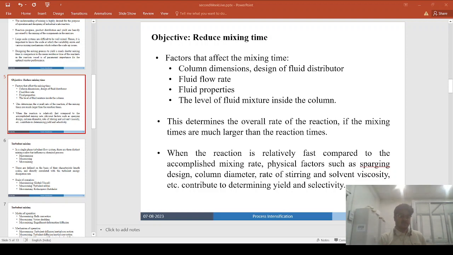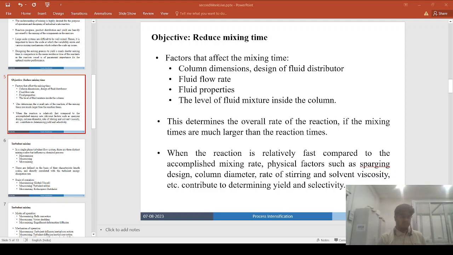Another factor is the fluid flow rate. In multiphase flow you will observe different flow regimes. For example, in a two-phase gas-liquid flow system, you will be able to observe four major flow regimes or flow distributions: annular flow, churn flow, slug flow, and bubbly flow.